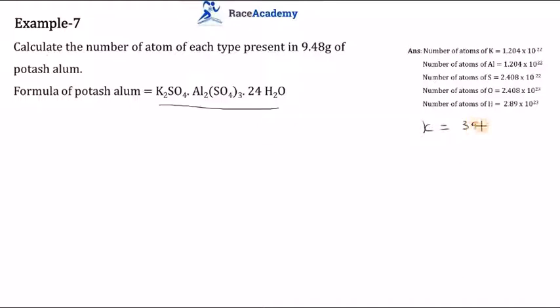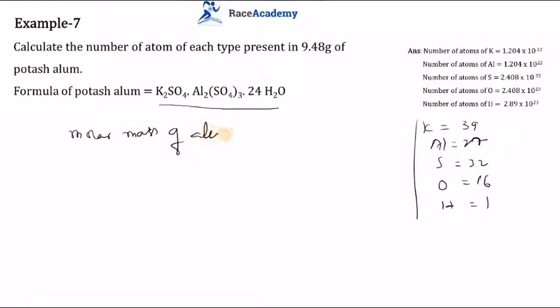Potassium is 39.1. You can approximately take 39. And aluminum atomic mass is 27. Sulfur is 32, and oxygen is 16. And hydrogen we have, that is 1. Using these values, first we have to calculate the molar mass of it. So what is the molar mass of this alum?